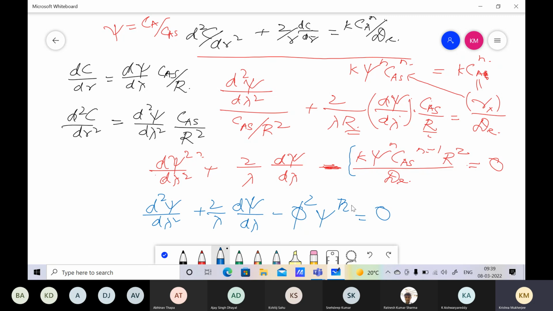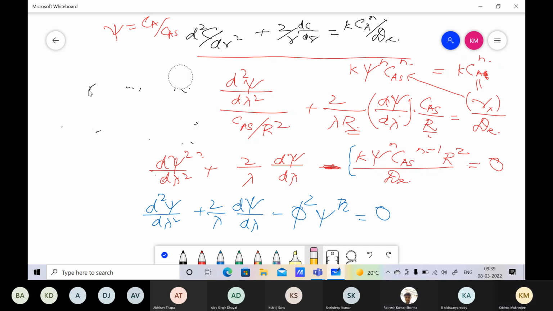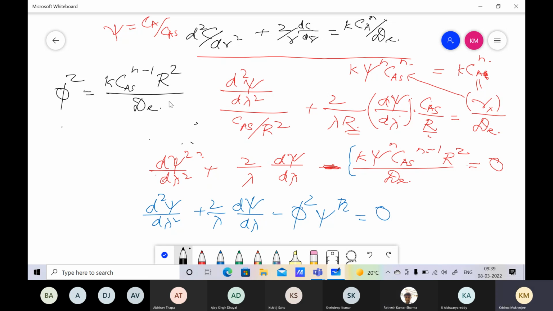So now let us look at this expression here. What is phi square here? What is this phi? Can you see what is this phi? I put phi square deliberately. I hope you realize why, but even if it doesn't really matter. What is phi square? K Cas to the power n minus 1 r square upon d. Do you realize this expression?